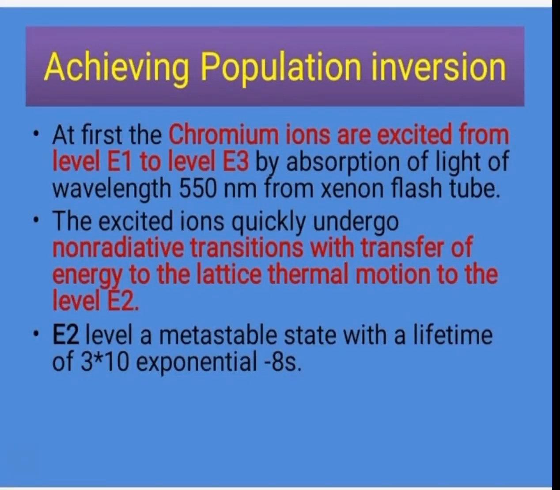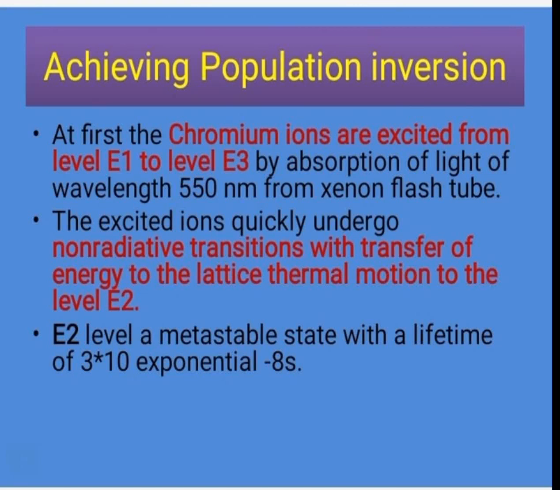Achieving population inversion. At first, the chromium ions are excited from the level E1 to the level E3 by the absorption of light of wavelength 550 nanometer from the xenon flash tube. The chromium ions in the excited state lose a part of their energy during interaction with the crystal lattice and decay to the metastable state E2. Thus, the transition from the excited to the metastable state is a non-radiative transition.